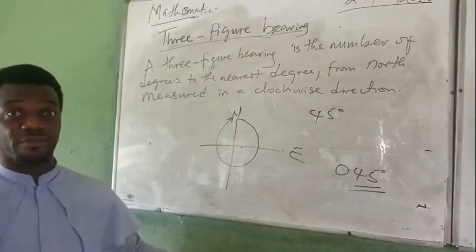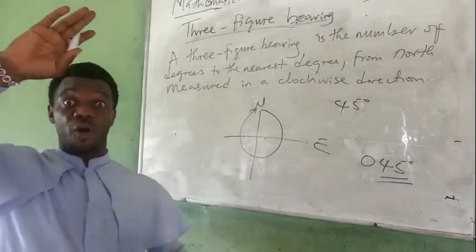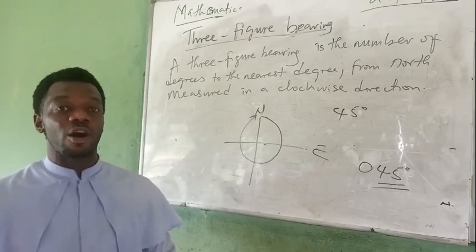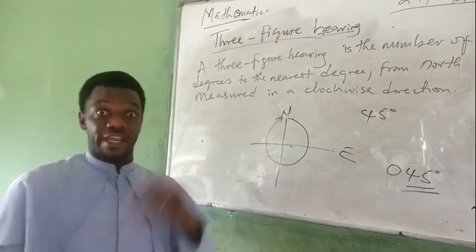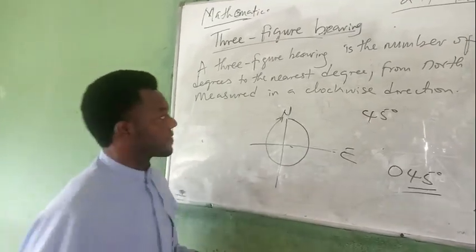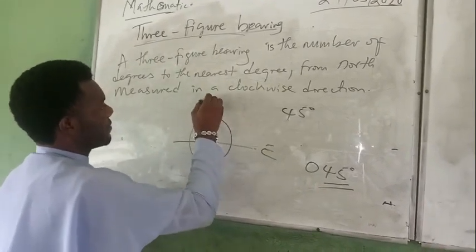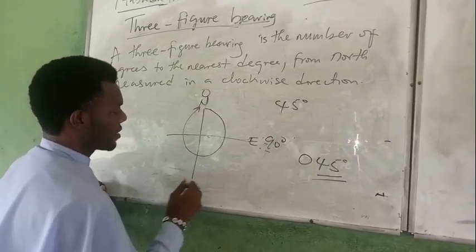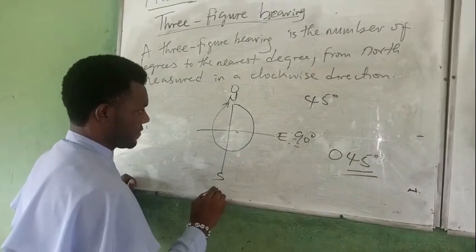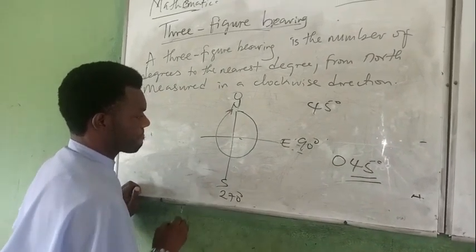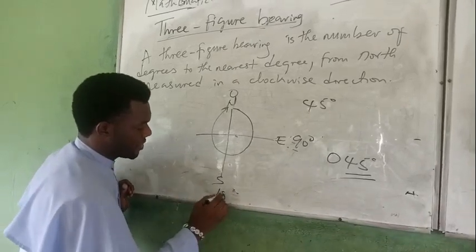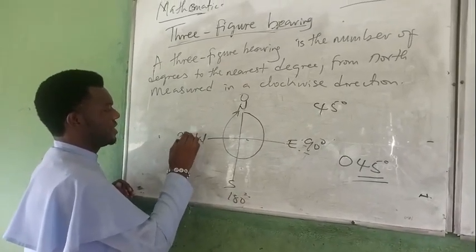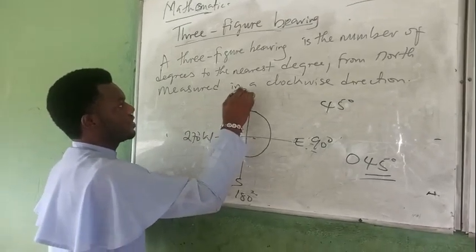So three-figure bearing represents from 0 to 360 degrees. When you see any number in three-figure bearing, you can locate the direction. Always know that from here, north is 0. East is 90 degrees. South is 180 degrees. Then west is 270 degrees. Then here is 0 degrees and also 360 degrees.